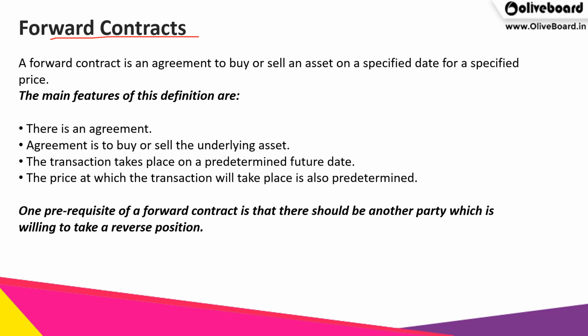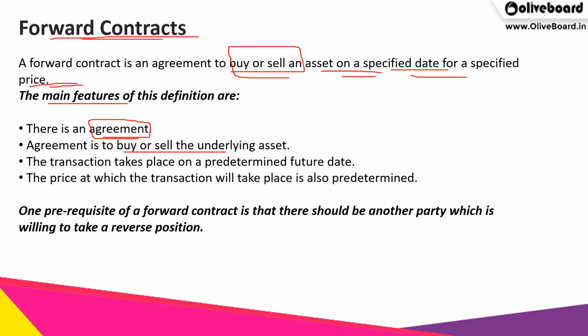We'll start with forward contracts. A forward contract is an agreement to buy or sell an asset on a specified date for a specified price. From here we should understand the main features of the definition. There is an agreement. Two people come together and they sign an agreement to buy or sell the underlying asset, which can be anything. As we discussed, it can be an equity, it can be a foreign exchange, or it can be a commodity.